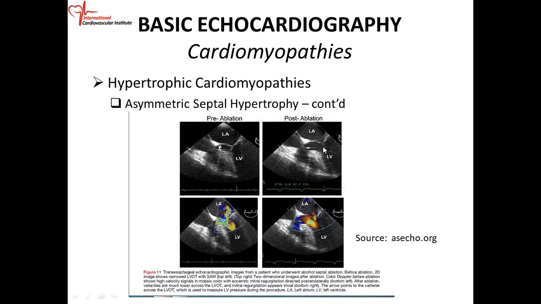If you do alcohol septal ablation, then you can see you don't have the SAM systolic. In systole, when the mitral valve closes, it doesn't move towards the septum. There is no obstruction of the left ventricular flow tract. And when you do your color flow, you can also see there is no turbulence there.